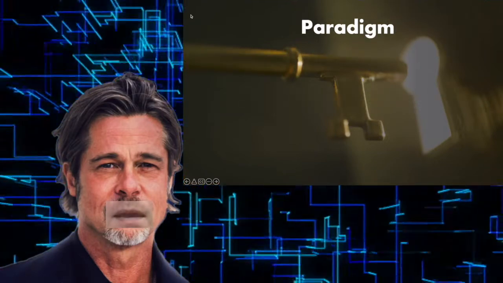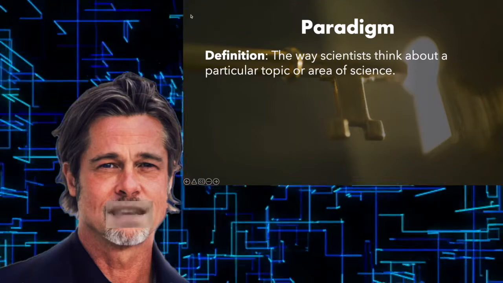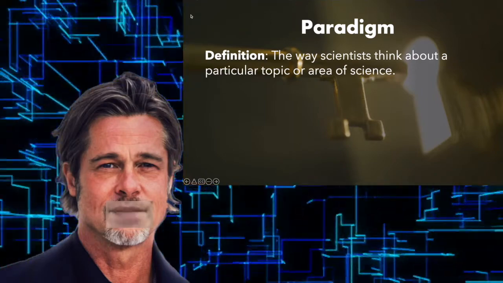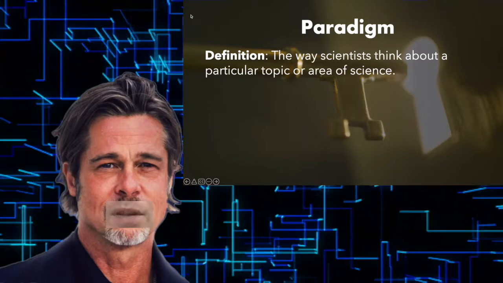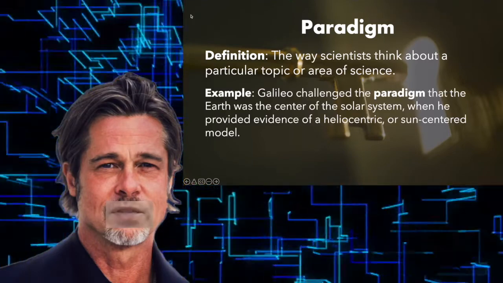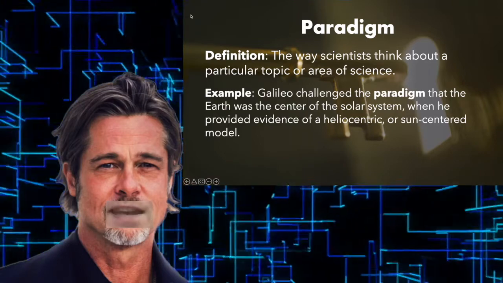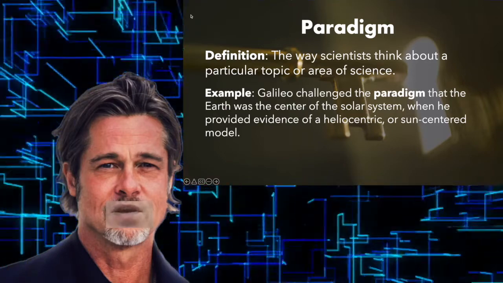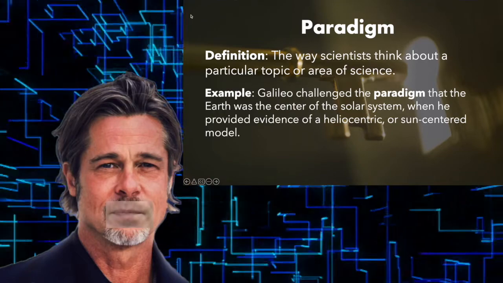Paradigm. A paradigm is the way scientists think about a particular topic or area of science. For example, Galileo challenged the paradigm that Earth was the center of the solar system when he provided evidence of a heliocentric or sun-centered model.